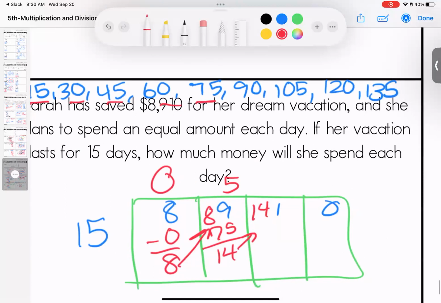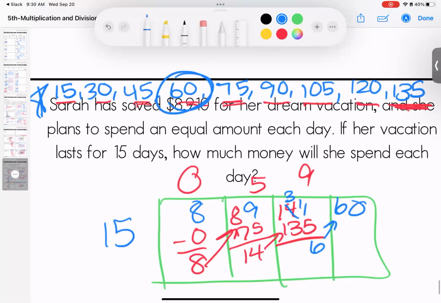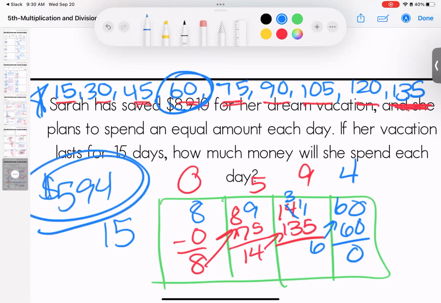What's the closest I can get? 135, which is 1, 2, 3, 4, 5, 6, 7, 8, 9. This is the hardest part. And I subtract 135. And when I do all of my borrowing, 11 minus 5 is 6. I have 6 left. I bring it over and whew, I can get to 60 exactly with 4 moves. That means that I get to spend $594 on each day of my dream vacation.